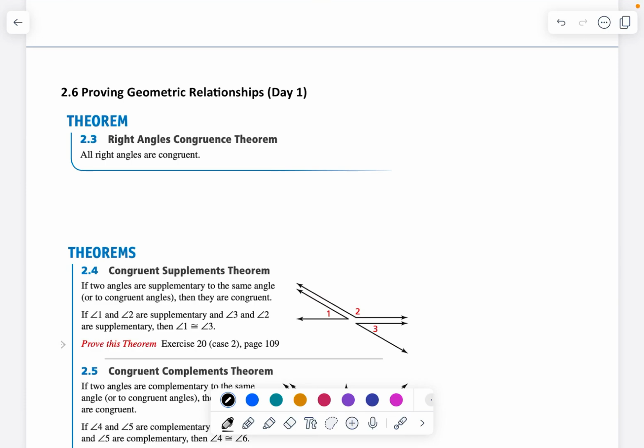Okay, 2.6, proving geometric relationships. We're going to get some more theorems, and remember, theorems can be proven. And so our first theorem is all right angles are congruent. It seems silly, but we're going to spell it out. All right angles are congruent because they all measure 90 degrees, right?